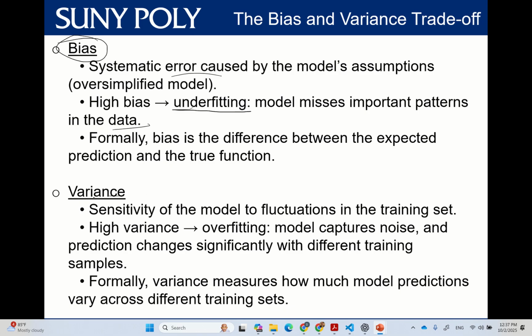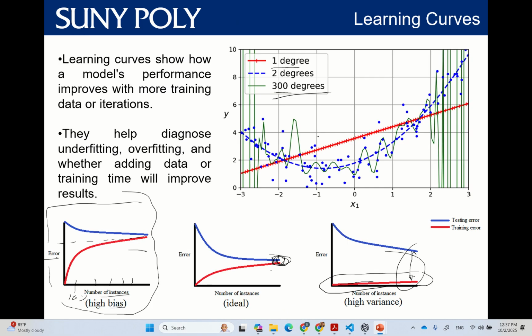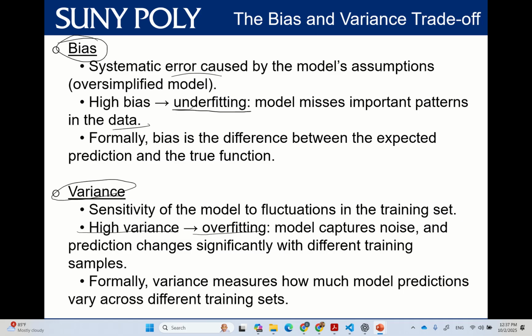On the other hand, we have variance. Variance refers to the fluctuations in the training set. So when you have high variance, that's overfitting. In the previous slide, here we have high variance. You see that the model is trying to capture every single point. So that's high variance. It's not getting the pattern. It's just trying to reach every single point, so it's capturing the variance instead of capturing the pattern.